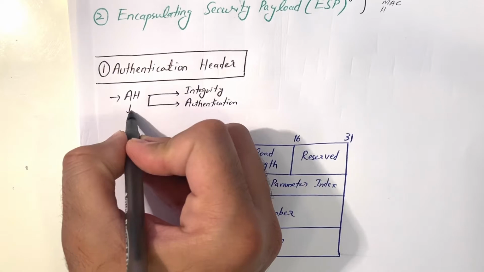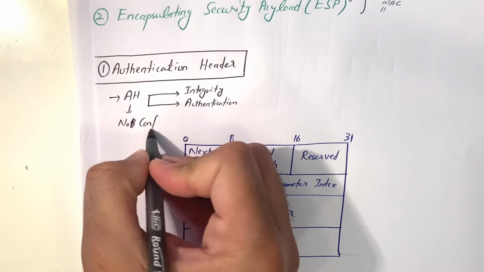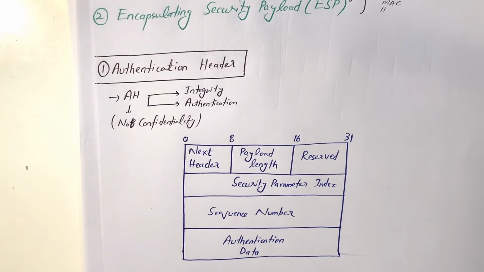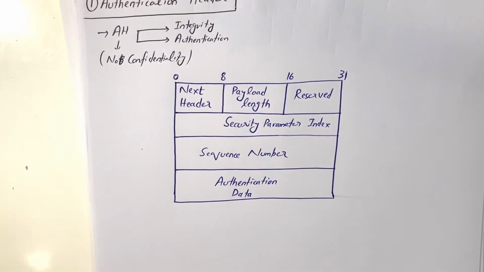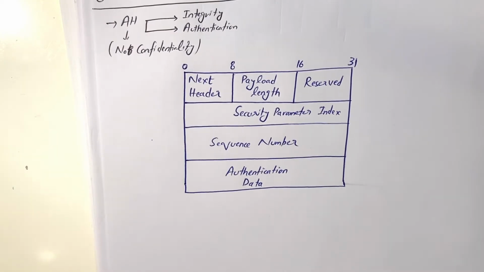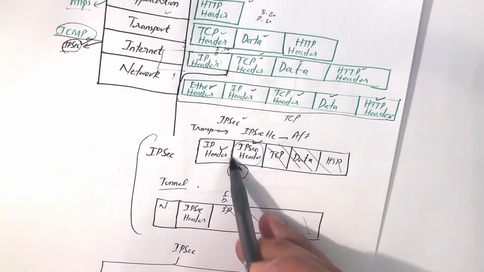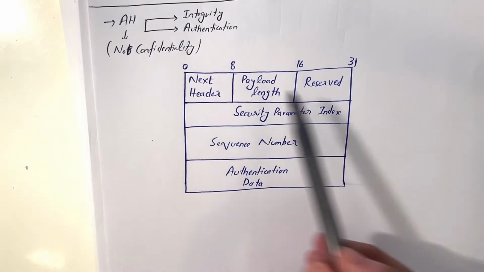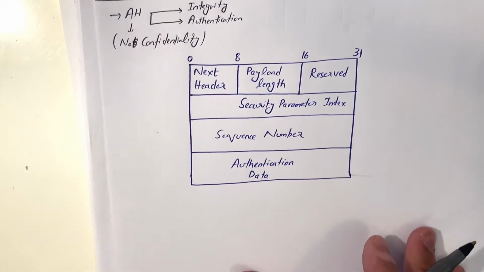Please remember, the authentication header does not provide any confidentiality. Why no confidentiality? Because there is no encryption or decryption. No confidentiality will be achieved through the authentication header, only authentication and integrity. So this is what the authentication header looks like when you inject it. This is what's going to be added right here in the IPsec header. It has 32-bit fields: next header, payload length, reserved, and so on. Let me give you the detail one by one.